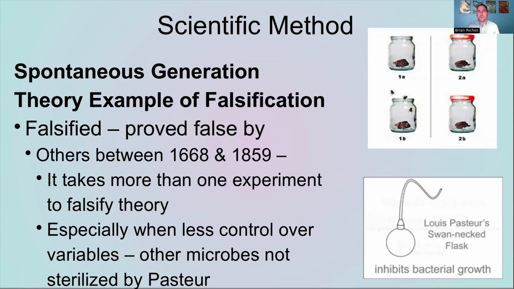Maybe there's some other thing happening that's outside of spontaneous generation. Maybe there's a second theory to explain, or there's some adjustments we can make to it. But we did eventually falsify or prove spontaneous generation to be false because it was described or discussed in a way that we could test it to make sure it was false.